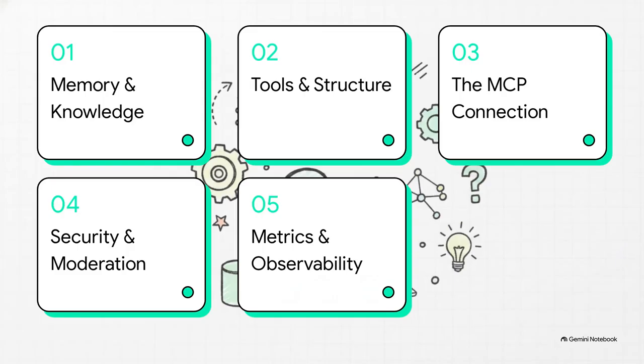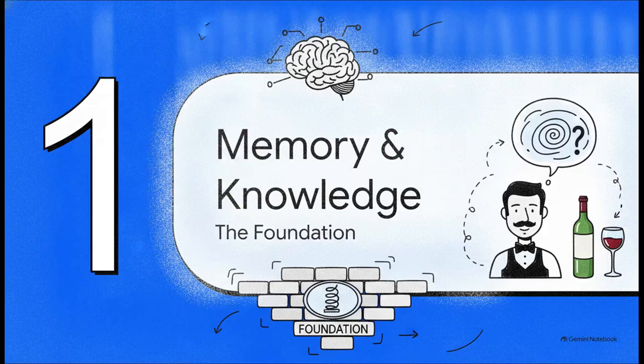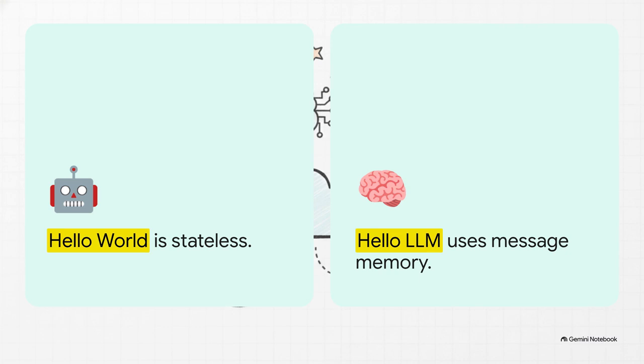Today we're looking at 5 key areas: memory and knowledge, tools and structure, the MCP connection, security and moderation, and finally, metrics and observability. Starting off with Section 1, memory and knowledge, which is really the foundation of the whole system. To get things off the ground, we have to move past a simple hello world and graduate to what you might call hello LLM.